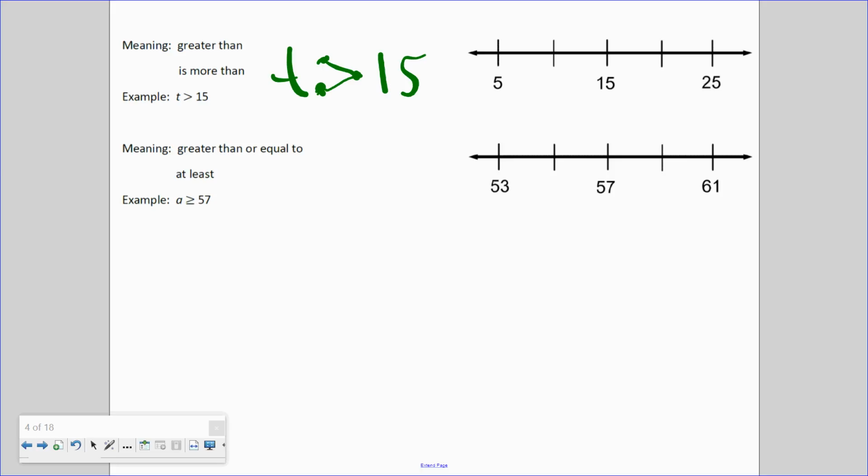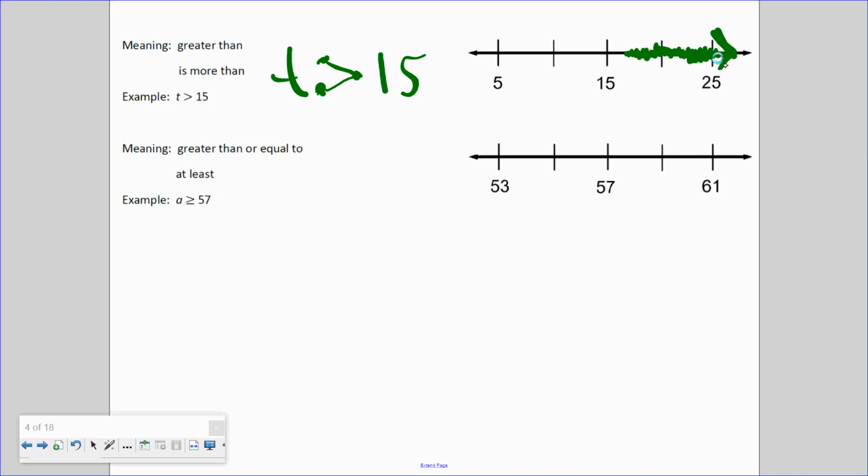So name some examples of numbers that are more than 15. 17, 18, 100, 200, 15 and 1/10, 19. So here's 15. It's all of these numbers to the right of 15.